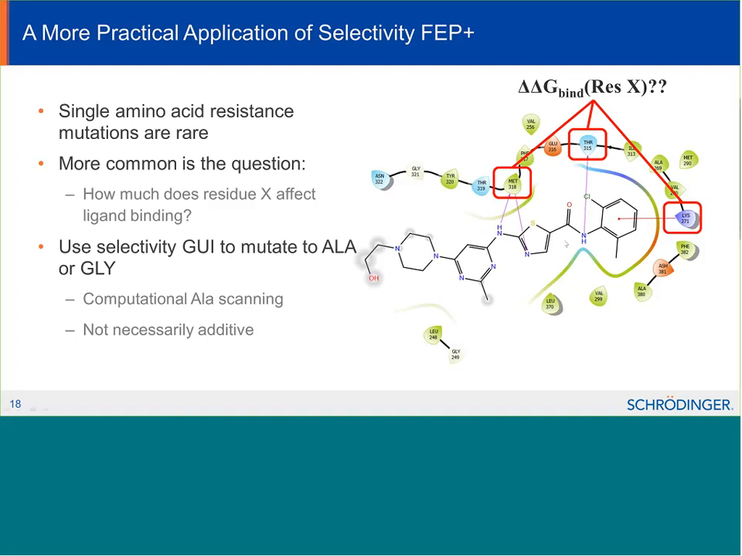It's important to remember that those delta Gs are not necessarily additive. There might be non-additive effects from combining multiple mutations with each other, but for a first approximation, this alanine scanning can be very helpful in understanding bound ligands.